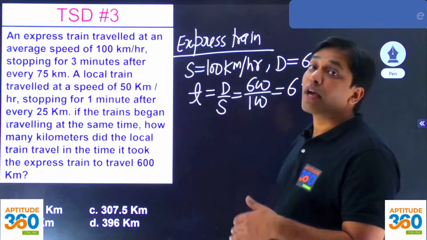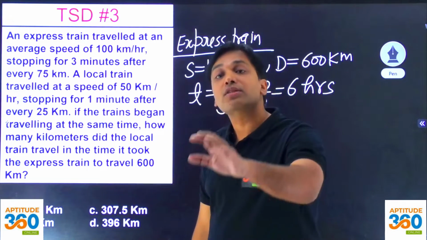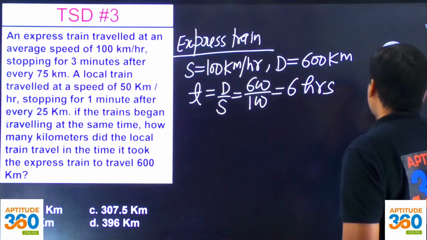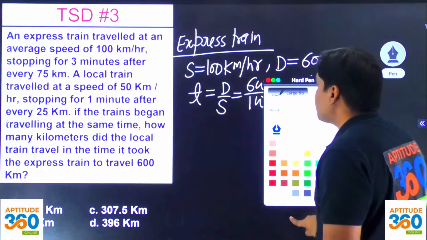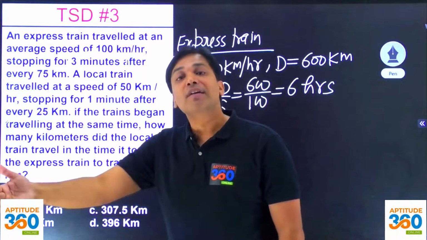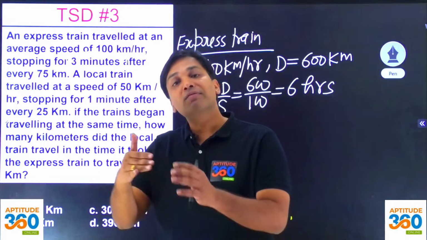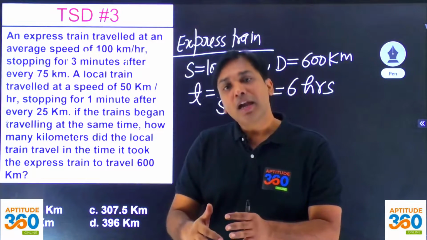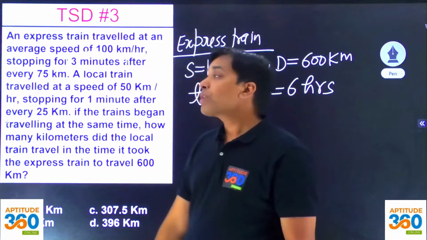In 6 hours, the express train will travel a distance of 600 kilometers. But the problem tells you this, that the express train will have to stop 3 minutes in every 75 kilometers. जितनी बार वो 75 किलोमीटर चलेगा फिर रुकेगा, थक जाएगा बेचारा. तो थकेगा तो वो रुकेगा, हर 75 किलोमीटर पे थकेगा.